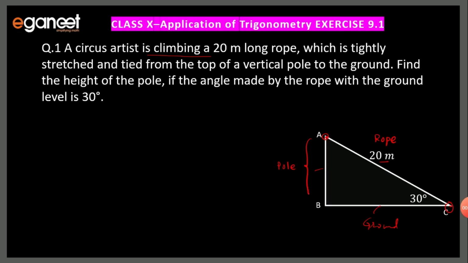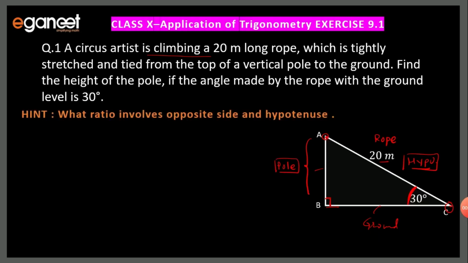We want to find the height of this pole AB, and we are given that this angle of elevation is 30 degrees. So basically we have a right angle triangle because the pole is always perpendicular to the ground. Then because angle B is 90 degrees, AC will be the hypotenuse. So here the hint is, you have the hypotenuse and you want to find the opposite side of 30 degrees. So this is your hint.